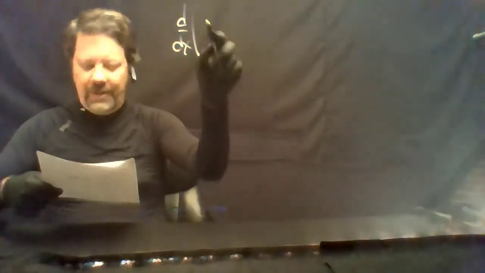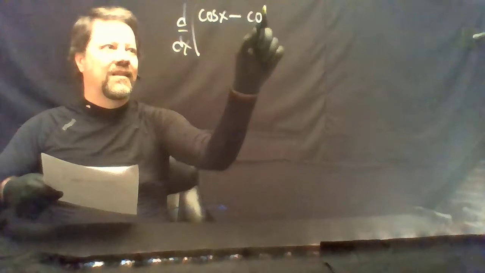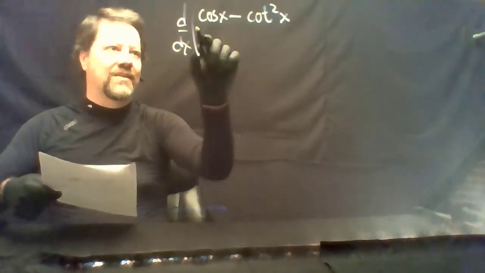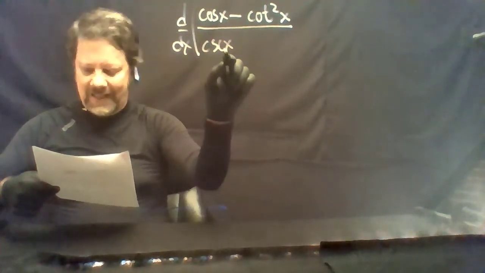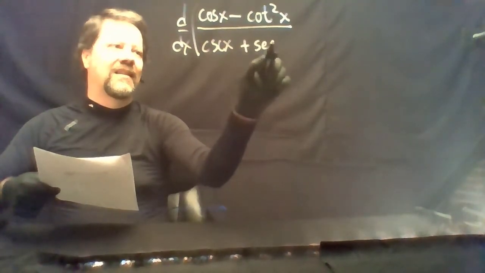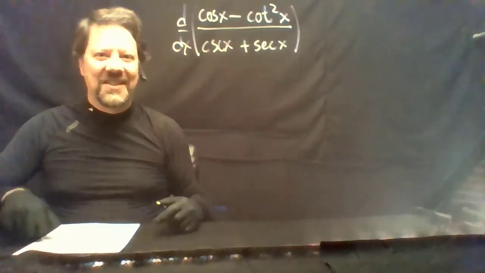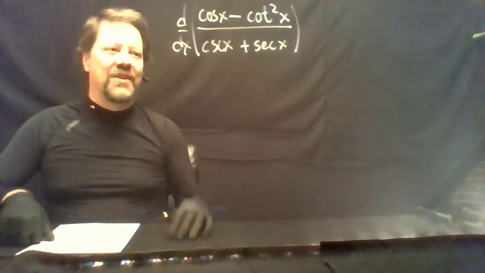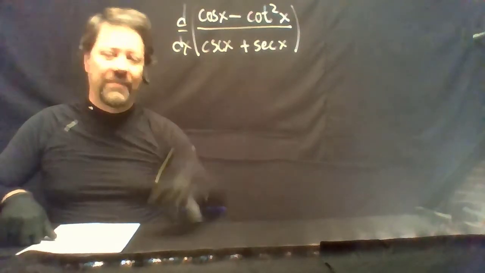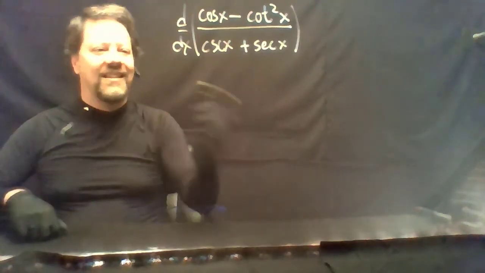On our next problem, we're taking the derivative of the quotient cosine x minus cotangent squared x over cosecant x plus secant x. You can tell I'm playing on your fears with trig functions here. We'll have to use the quotient rule, power rule, chain rule. So let's get to it.